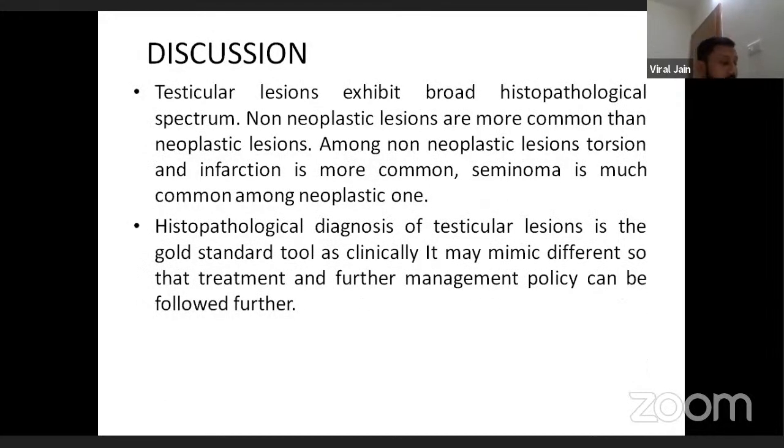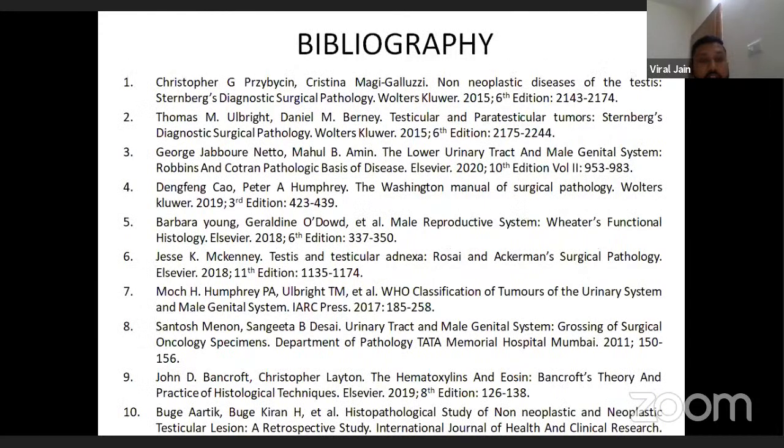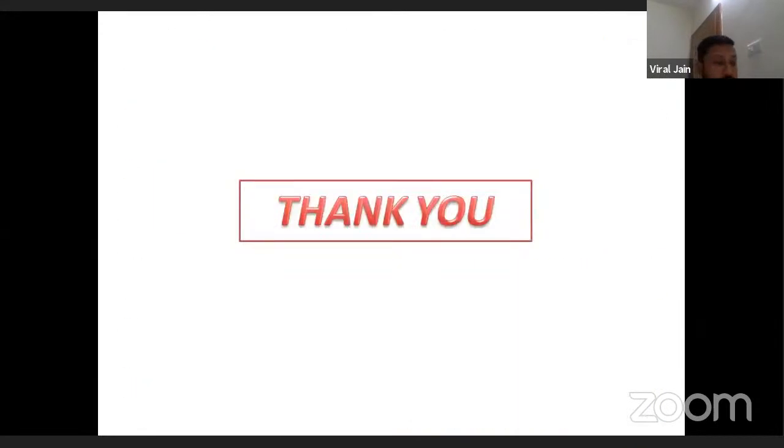This is the discussion. Testicular lesions exhibit a broad histopathological spectrum. Non-neoplastic lesions are much more common than neoplastic lesions. Among non-neoplastic lesions, torsion and infarction is more common, while seminoma is most common among neoplastic ones. Histopathological diagnosis of testicular lesions is the gold standard tool, as clinically they may mimic each other, so that treatment and further management can be followed. And these are my references. Thank you.